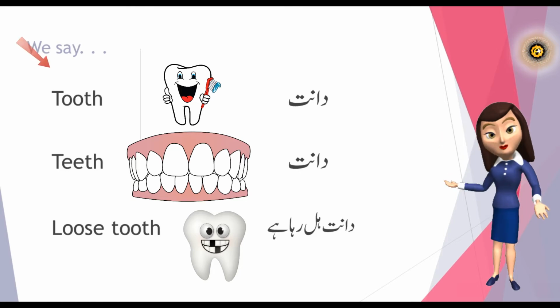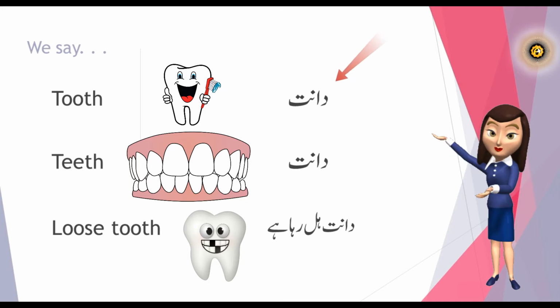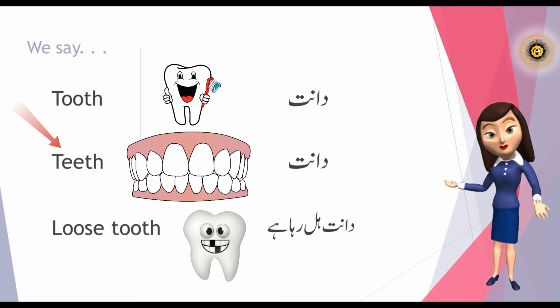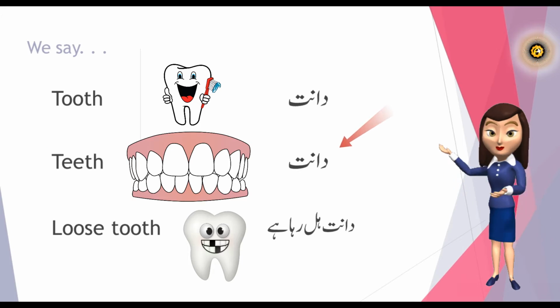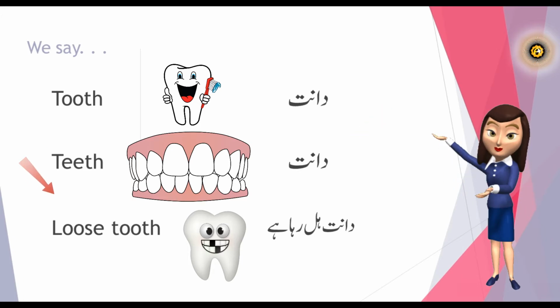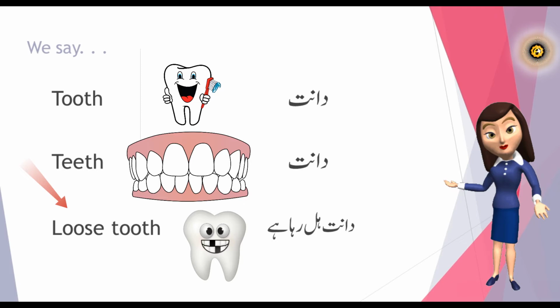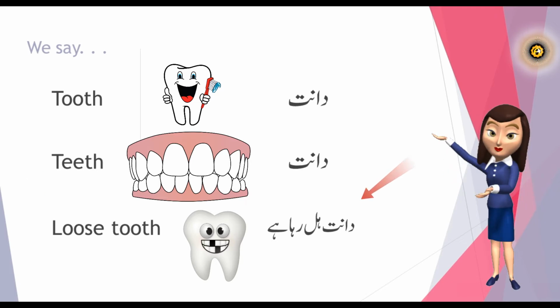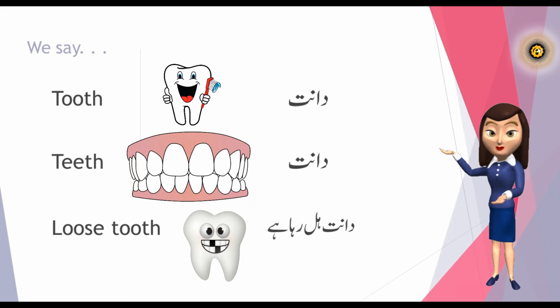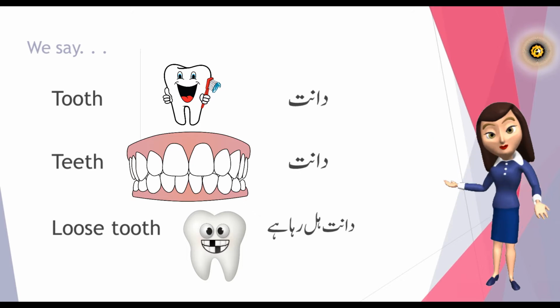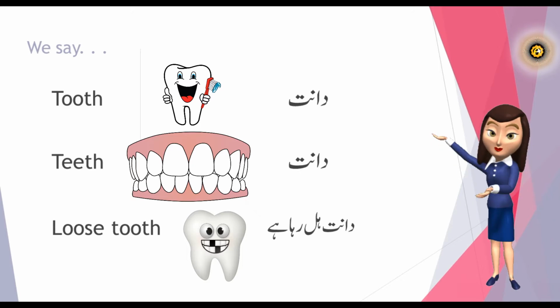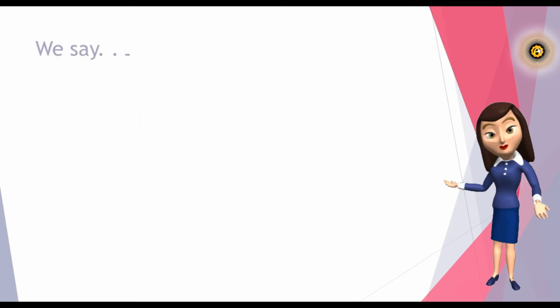Let's repeat all of these words one more time. In English we say tooth, and in Urdu it is dant. Then in English we say teeth, and in Urdu dant. Then we say loose tooth, and in Urdu it is dant hil raha hai. Repeat and practice, alright?